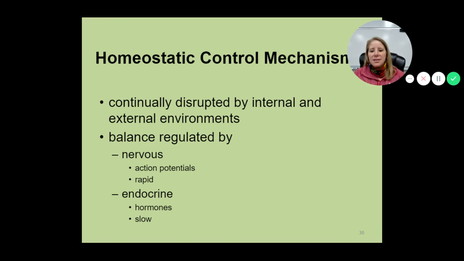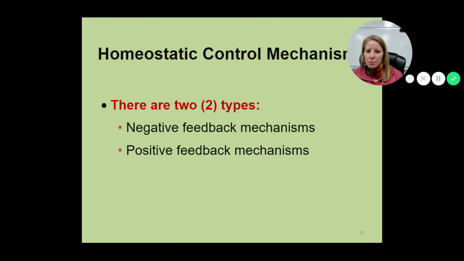We have two systems that really help us regulate that balance. That's the nervous system, and that's very fast. Anything that's happening, like somebody knocking on the door and I turn, that is a nervous system response, and it has electricity or action potentials traveling through. There's also the endocrine system, which produces hormones that help regulate the body, but in a much slower, more controlled way. So that's a slow balance back and forth rather than a quick jolt.